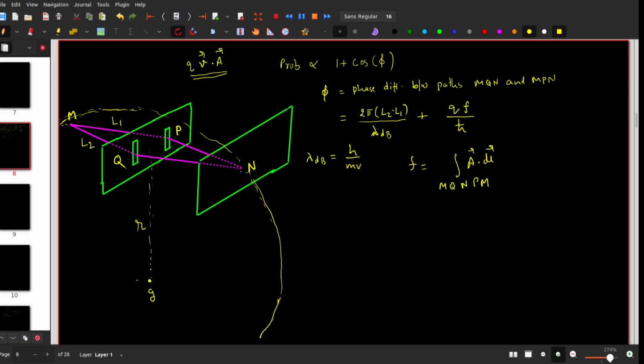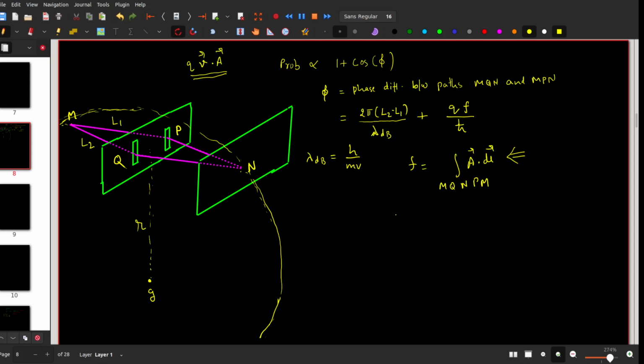Now, in case of such a monopole, we will have a magnetic field, and we'll have a vector potential A, which will appear in the Lagrangian of the particle, and the contribution to the phase shift coming from this vector potential will still be given by this expression qF by h bar, where F is the path integral of A along this loop M, Q, N, P, M. However, this path integral now does not give a unique answer.